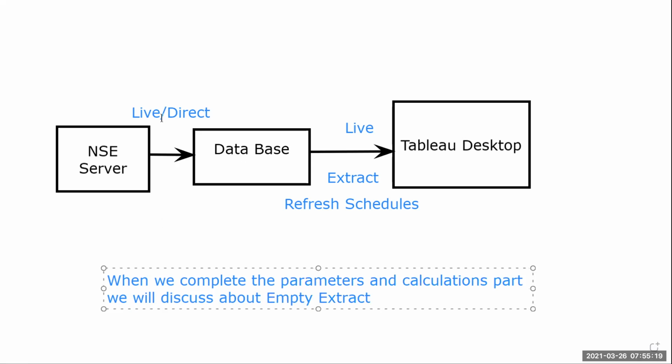So this is about live and extract. In general, live is a direct connection, and it refreshes whenever the refresh happens in the database. It completely relies on the database. With an extract, the data is converted into Tableau data extract format and saved on the local machine. Whenever we schedule a refresh, it will refresh that extract and replicate the data.